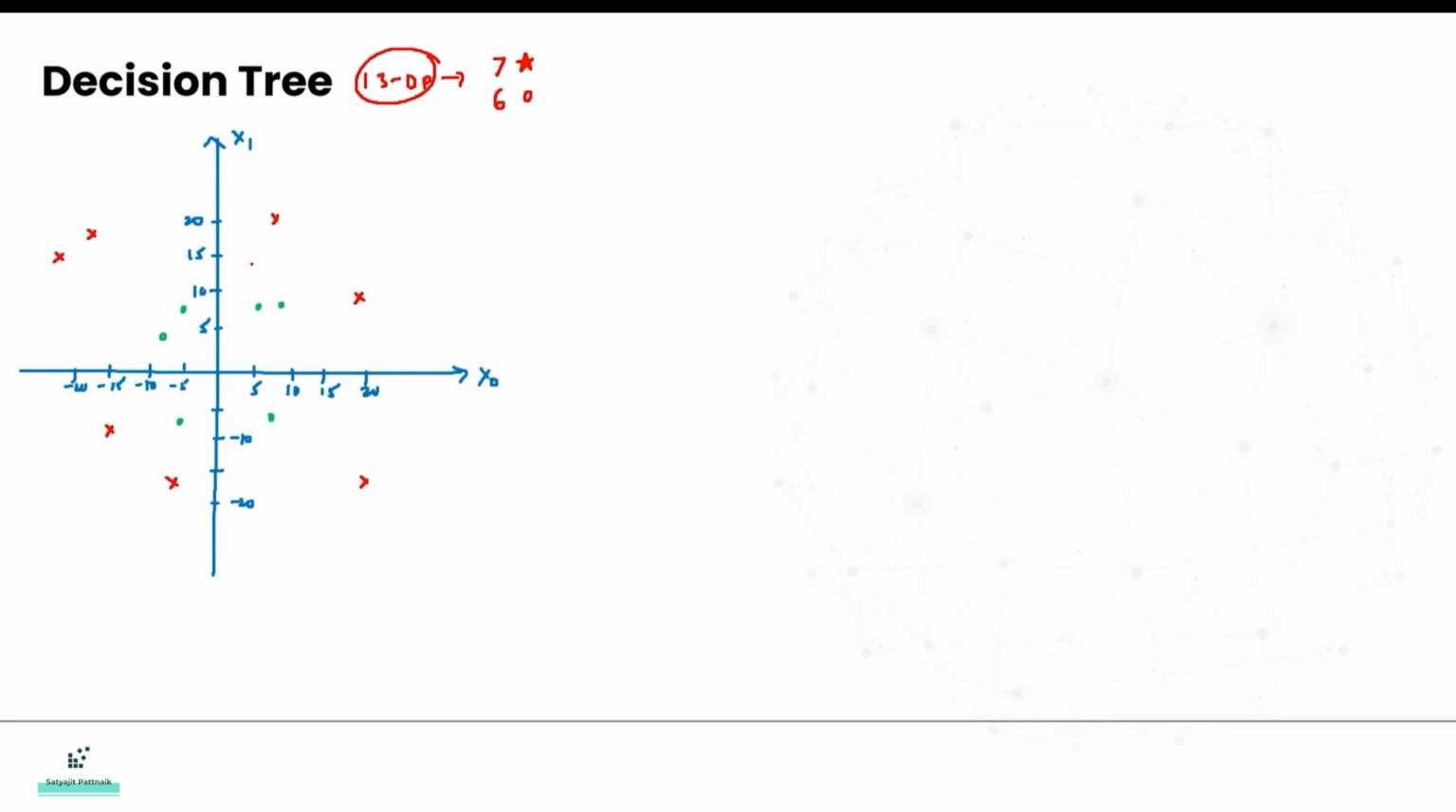Now the question is, are the data points linearly separable? The answer is no. We cannot simply draw a line and say that anything above that line belongs to class A, anything below the line belongs to class B. No, it's not the case. So the data points are not linearly separable. Now how to solve this using a decision tree classifier? So we'll try to solve this using a decision tree classifier.